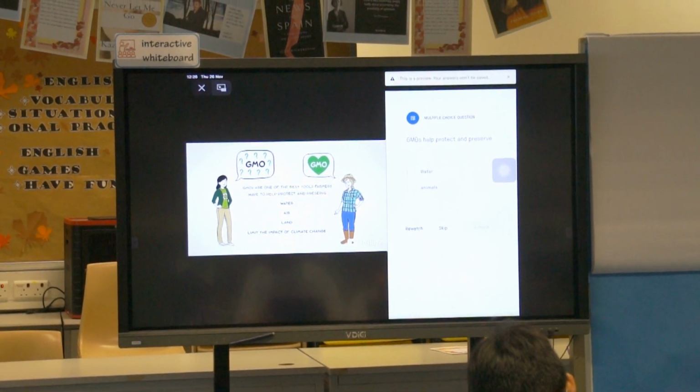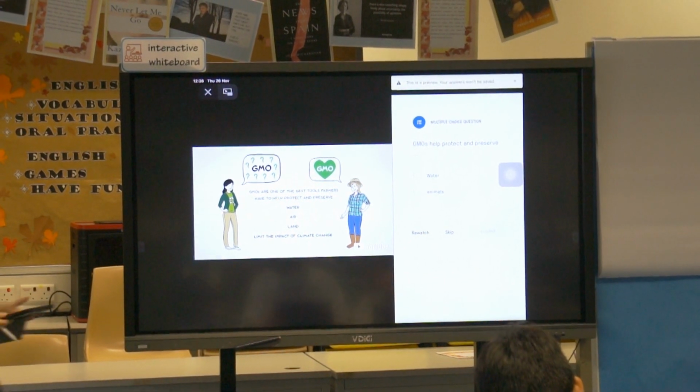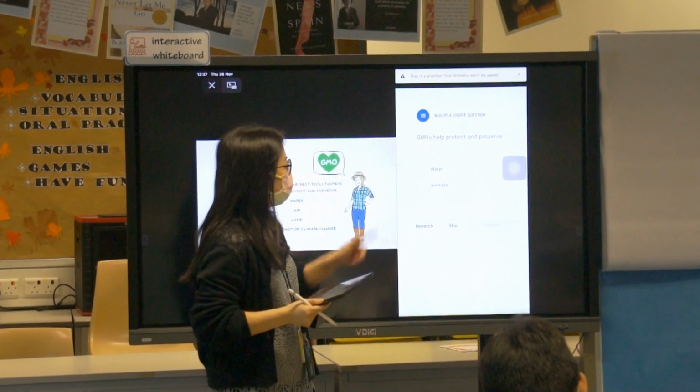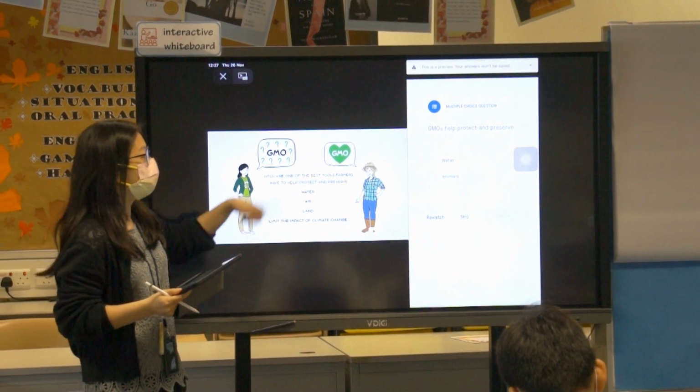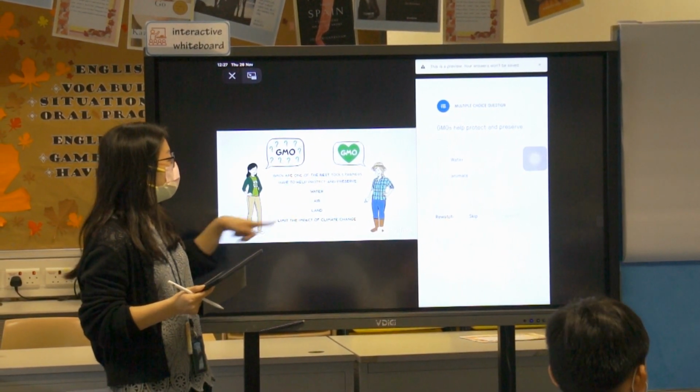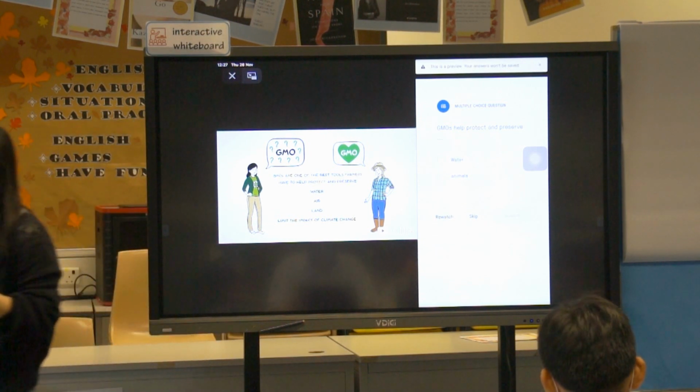Okay, the first question. What can be protected with GMOs? Yes, water, right? Water, yes. They talk about the environment: water, air, land, and climate. Alright, okay, great.